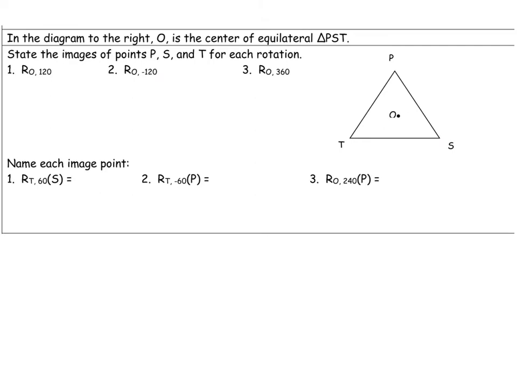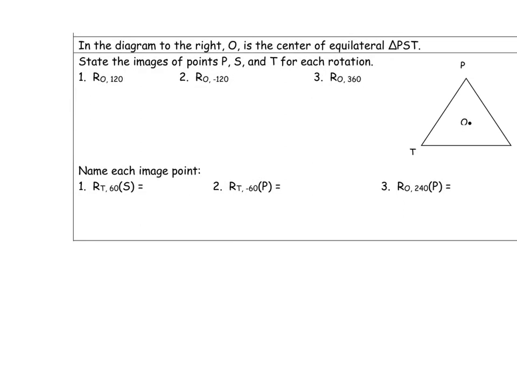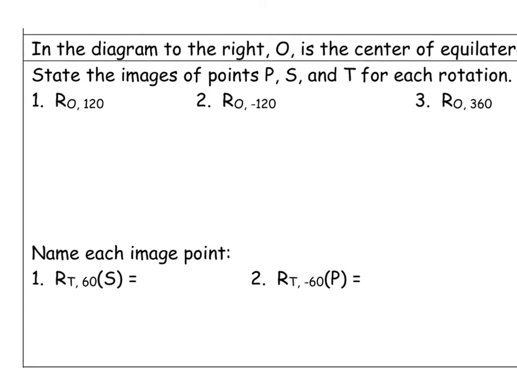Okay, now we're going to take a look at triangle PST. In the diagram below, to the right, O is the center of equilateral triangle PST. We're going to state the images of points P, S, and T for each rotation. So let's just take a look at what all this stuff up here means.